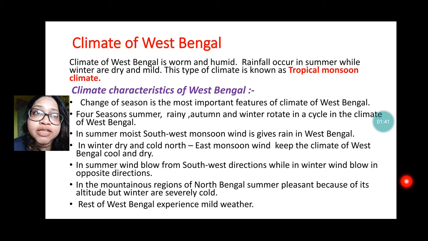Okay, and you know that in the mountainous regions in North Bengal, summers are pleasant. The temperature is not very low, it's a mild temperature that we feel because of the altitude. And winters are very cold at the higher altitudes, like in the mountainous regions. And the rest of West Bengal experiences mild weather.